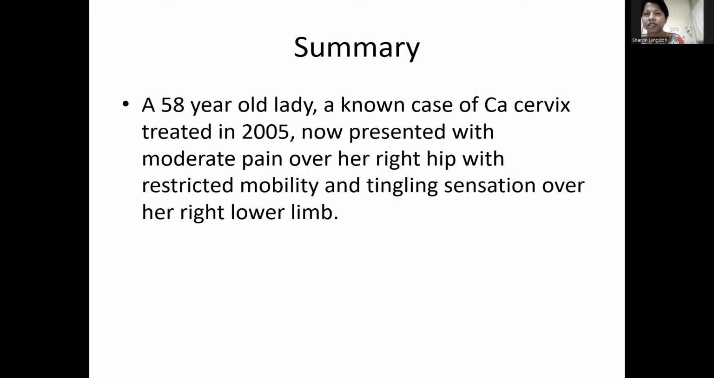In summary, this is a case of a 58-year-old lady, a known case of CA cervix treated in 2005, now presented with moderate pain over her right hip with restricted mobility and tingling sensation over her right lower limb.